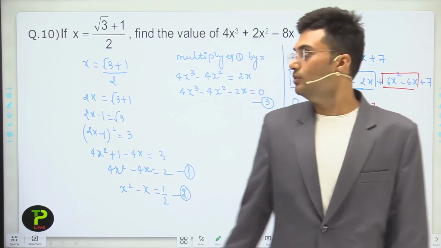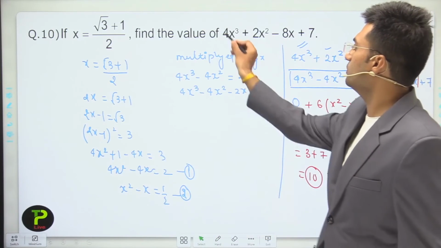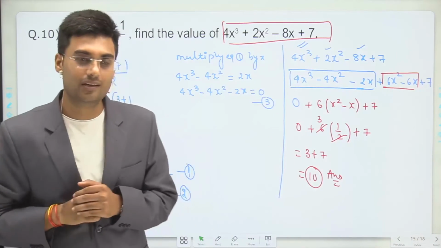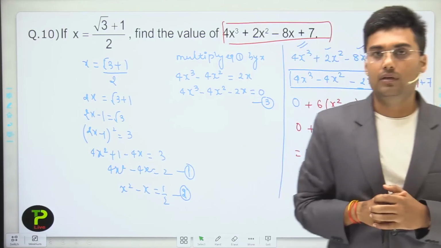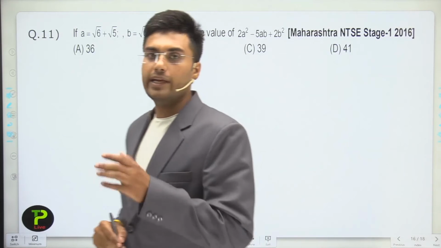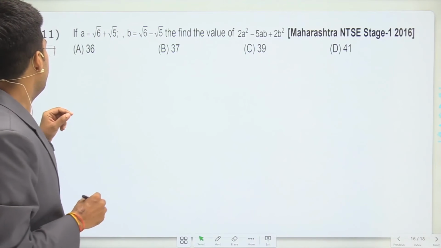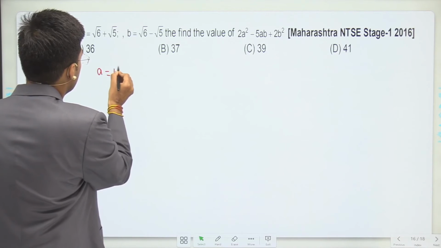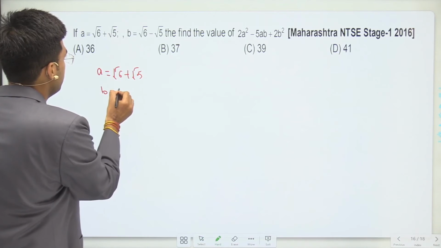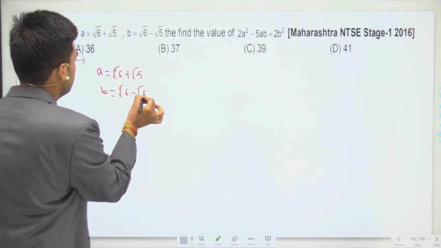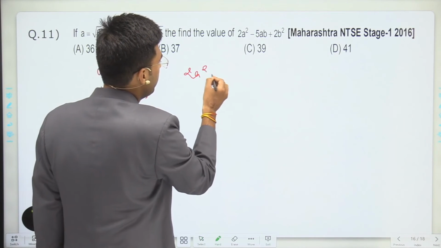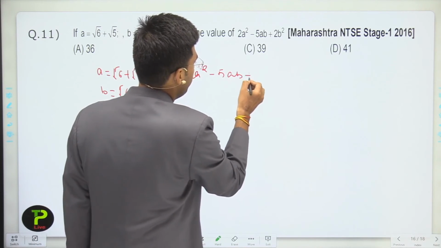Okay, so our answer is 2 for this expression, 4x cube plus 2x square minus 8x plus 7. Clear? Now come to the next question. The next question is: a is equal to root 6 plus root 5 and b is equal to root 6 minus root 5. Clear? Now we have to find the value of 2a square minus 5ab plus 2b square.